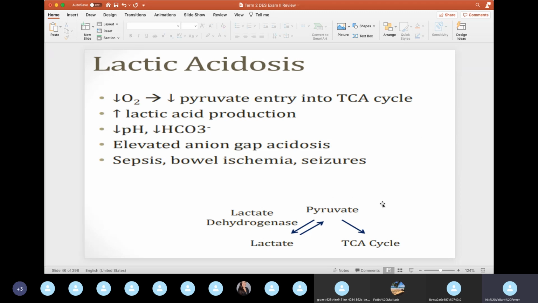End product of glycolysis is pyruvate. In the absence of oxygen, it cannot go to the TCA cycle. It cannot go to the mitochondria and undergo the TCA cycle. Where does it go? Lactic acid cycle. What enzyme converts pyruvate to lactate? Lactate dehydrogenase. What can we see in a patient who has lactic acidosis? Elevated anion gap acidosis or metabolic acidosis. You can have sepsis, you can have bowel ischemia, and of course, the feared complication is seizures. Right? You don't want your patient to have seizures.